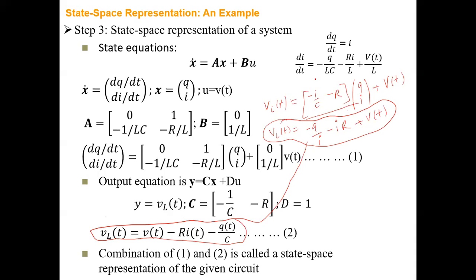Meaning this is my C. This guy is my C. This guy is X. And this is my U. So this is my Y. Your output equation can be written as Y equals CX plus U. That's what I proved.